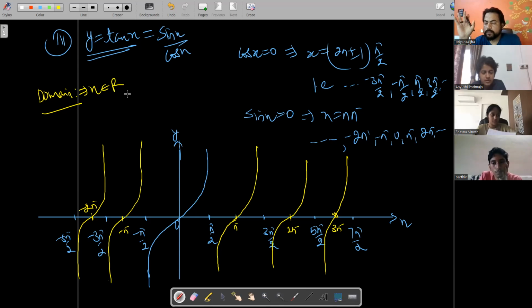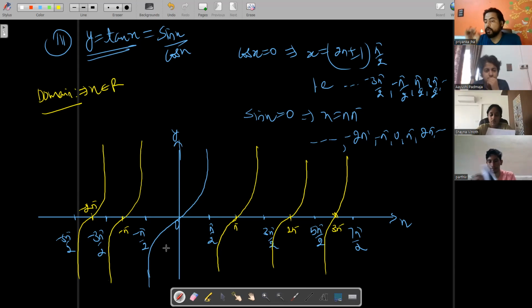Domain can be all real numbers, everywhere the function is defined. No, this function is not defined at integral multiples of pi by 2. You can see that at pi by 2, it takes value infinity, and at minus pi by 2 also. The range is all real, that is fine.